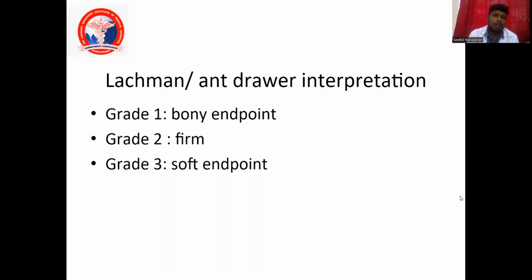So how do you interpret the Lachman or anterior drawer test? The anterior drawer test is usually not done anymore. It is slowly being phased out. People don't normally do the anterior drawer; they just do Lachman. Lachman has three grades. Grade 1 is a bony endpoint, grade 2 is firm, and grade 3 is a soft endpoint. Grade 1 is also about 5 mm of anterior translation, grade 2 is 5 to 10 mm, and grade 3 is more than 10 mm.